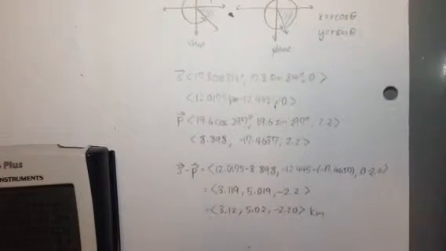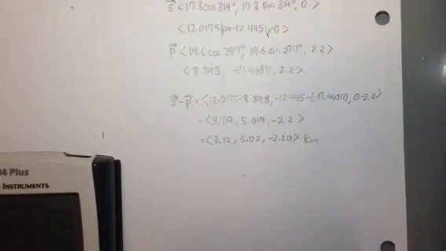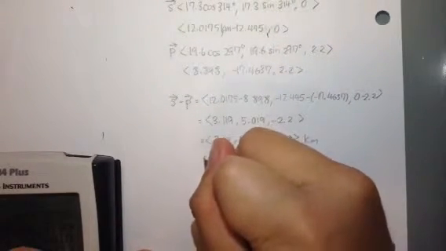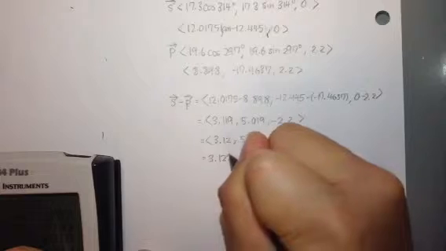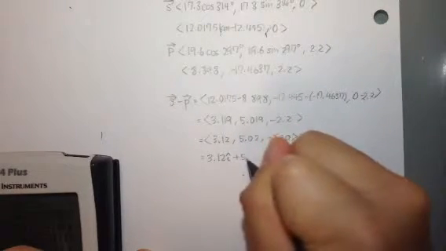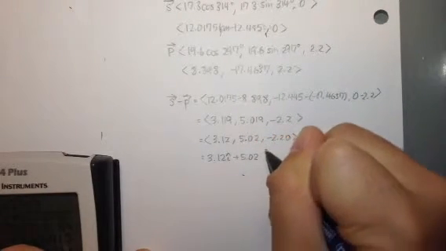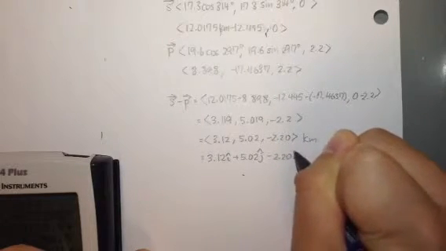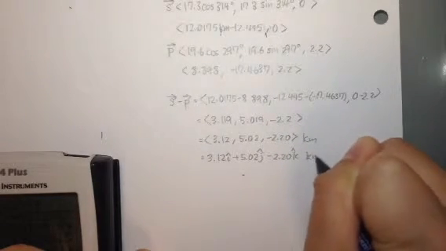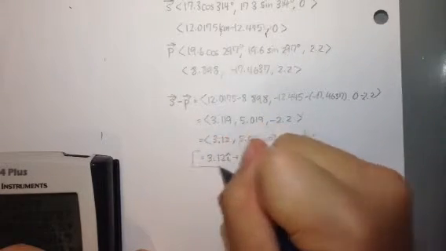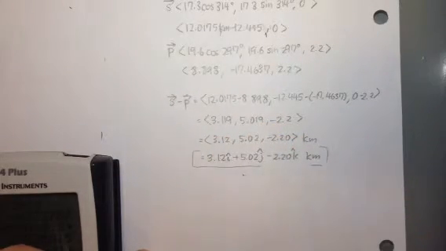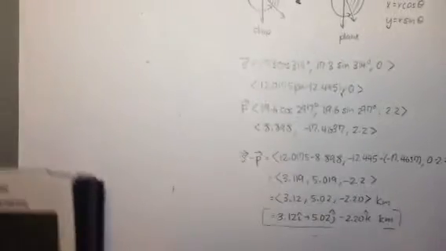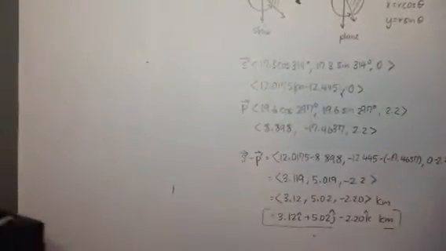And now we're going to put that into i, j, k form because that's what the answer key wants. So 3.12 i hat plus 5.02 j hat minus 2.20 k hat kilometers. And that is our answer for part A. Yay, we've solved that problem. So now going on to part B, which is also very simple.